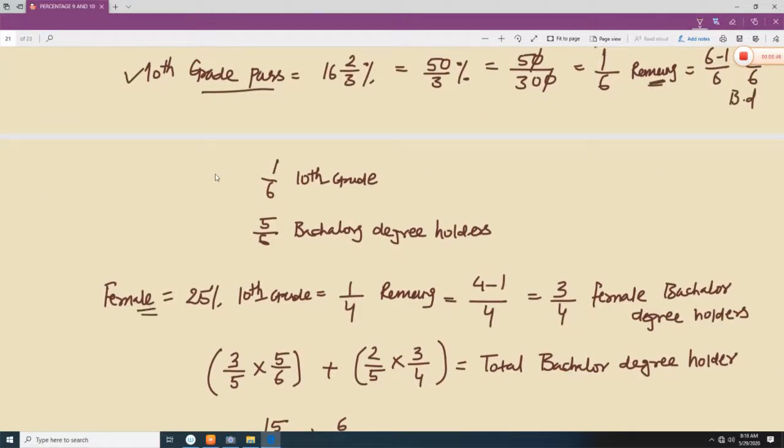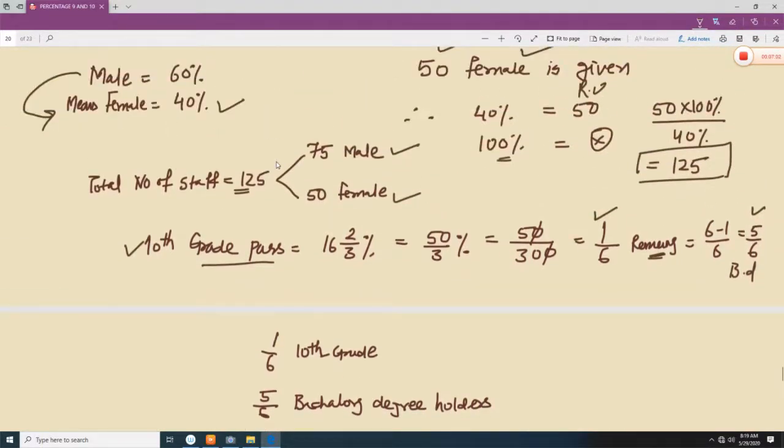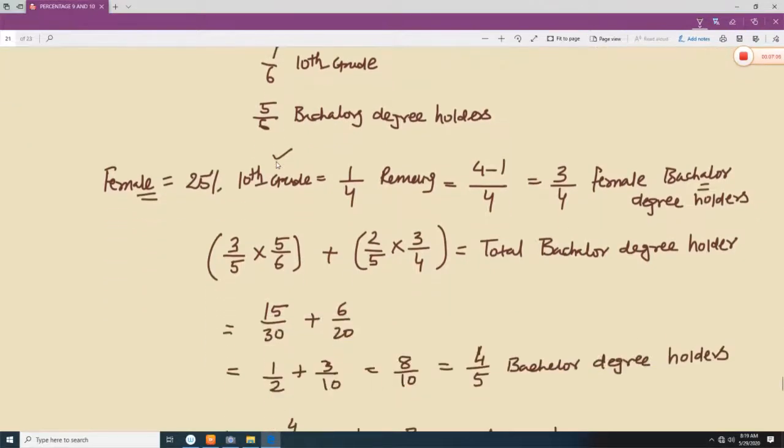Similarly, 25% of the females are 10th grade, which means 1/4. Now the remaining is 4 minus 1 divided by 4, so 3/4 of the females are bachelor degree holders. Now we already found: 3/5 into 5 over 6, plus 2/5 into 3 by 4.